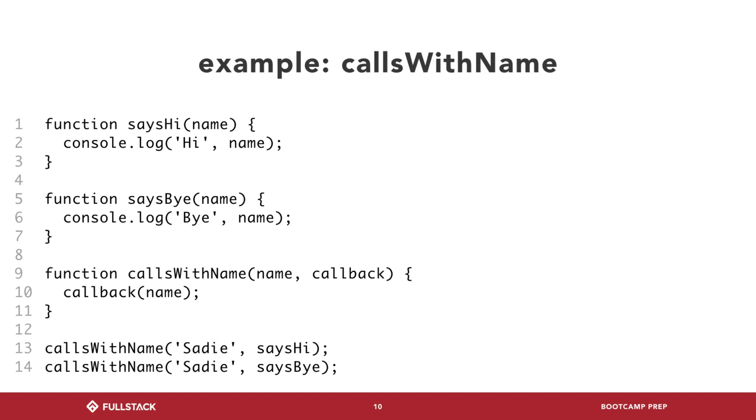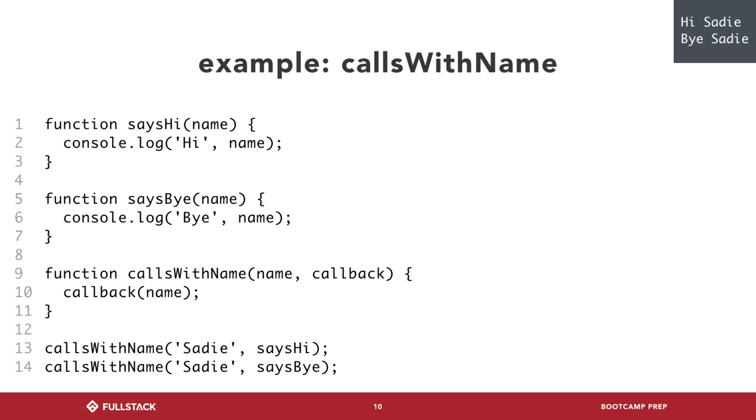So here on line 13, we want to look at how we're invoking calls with name. The first argument is a string, Sadie, and the second argument is a function called says hi. Notice how says hi has no open and closed parentheses, so it's being literally passed in as a function. It's never being run, it's just being passed in. Once we pass it in, on line 9 name becomes Sadie and callback becomes says hi. Then we invoke callback with those open and closed parentheses and pass a name, which is Sadie, which is why we get hi Sadie, and subsequently beneath it bye Sadie.